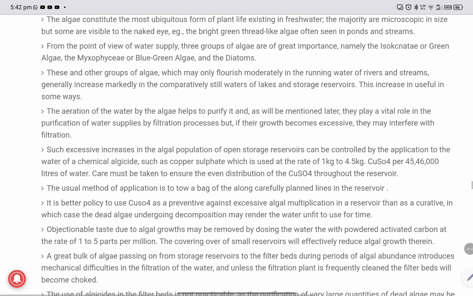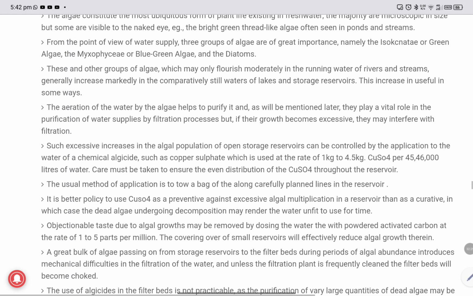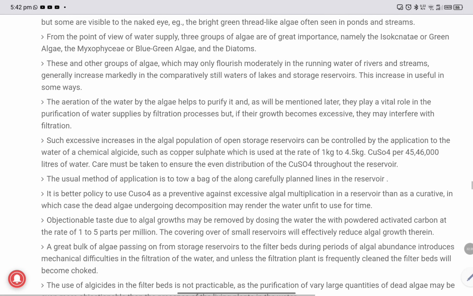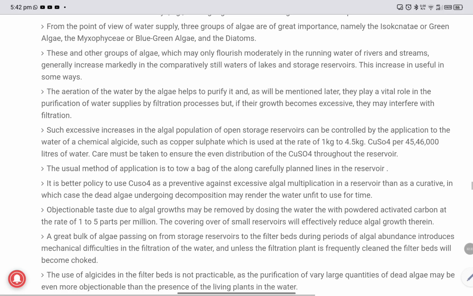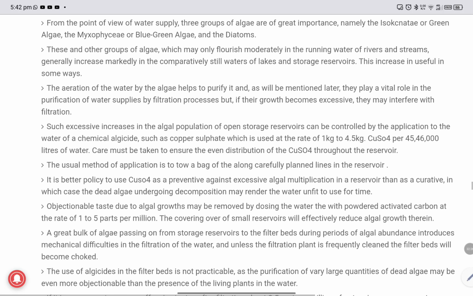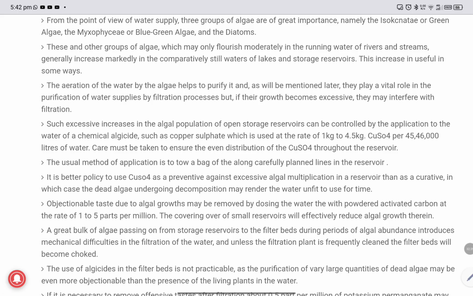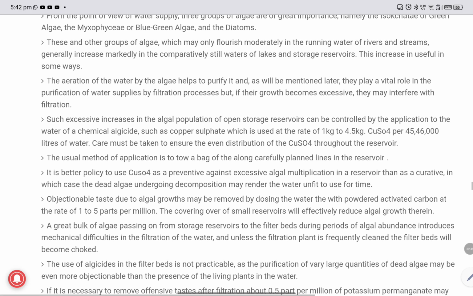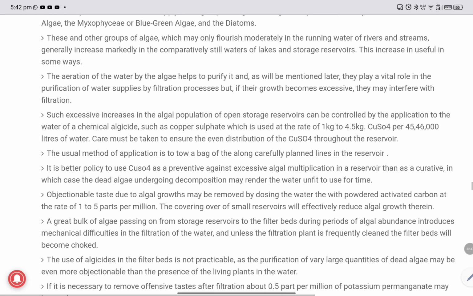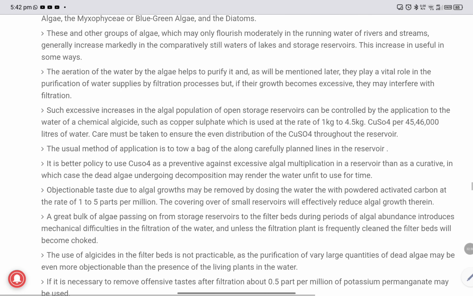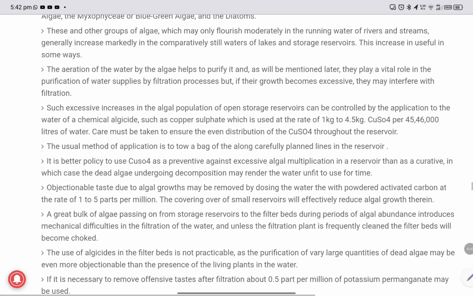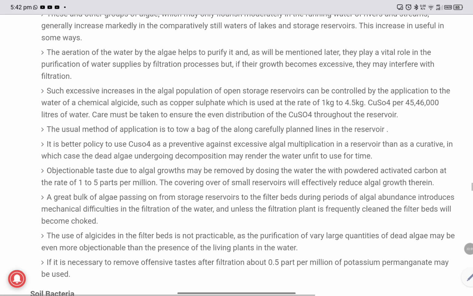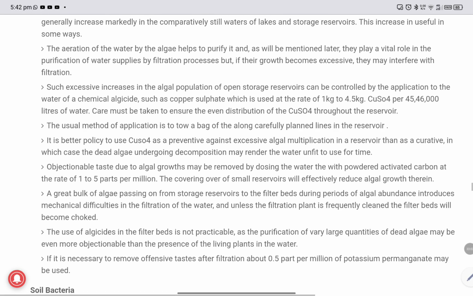This and other groups of algae which may only flourish moderately in the running water of rivers and streams generally increase markedly in the comparatively still water of lakes and storage reservoirs. This increase is useful in some ways. The aeration of the water by the algae helps to purify it, and as will be mentioned later, they play a vital role in the purification of water supplies by filtration processes. But if their growth becomes excessive, they may interfere with filtration.